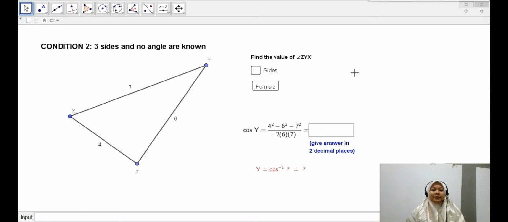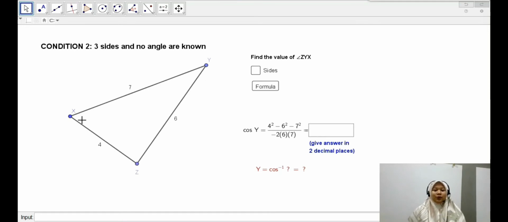Next, let's look at the example for the second condition, which is three sides and no angle are known. In this diagram, we have triangle XYZ, and it is given XY equals 7, YZ equals 6, and ZX equals 4. So we already know the length of all sides in the triangle.